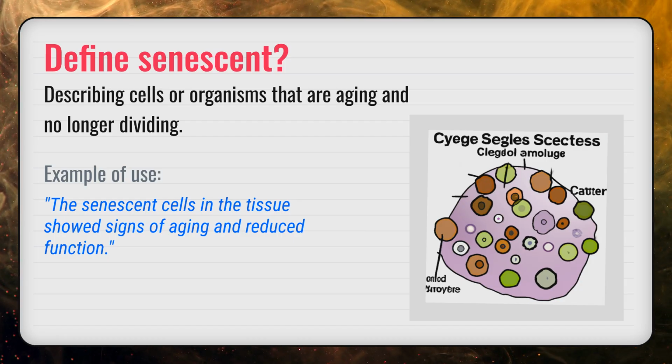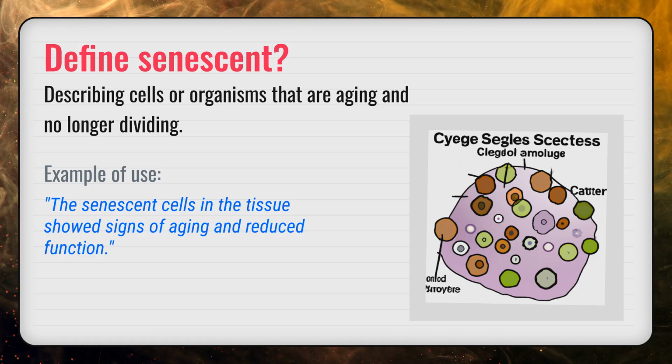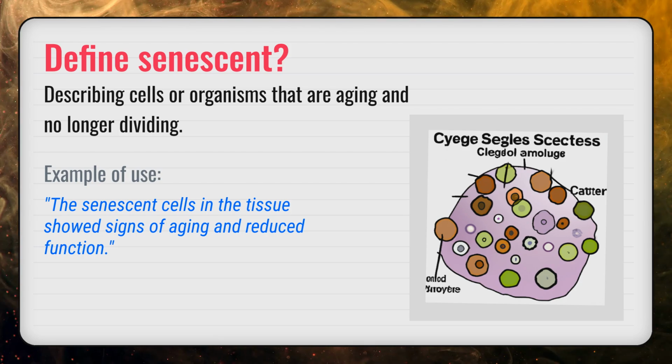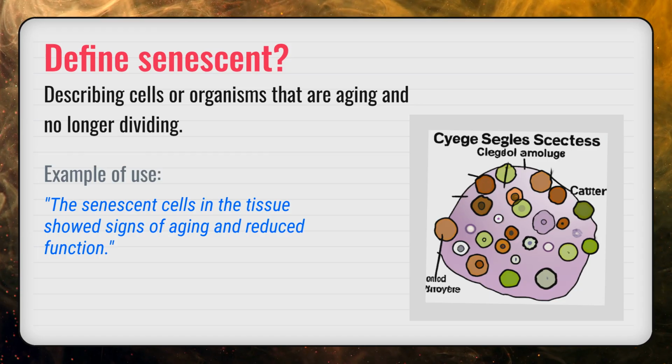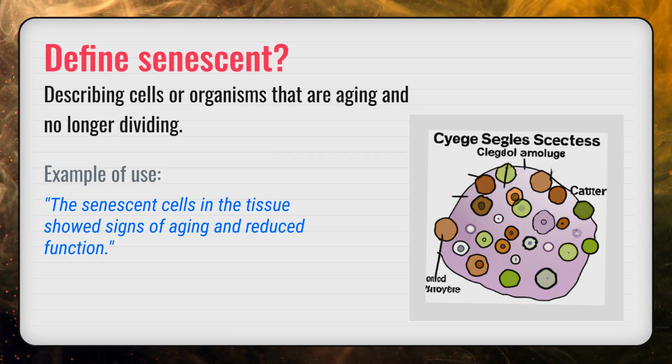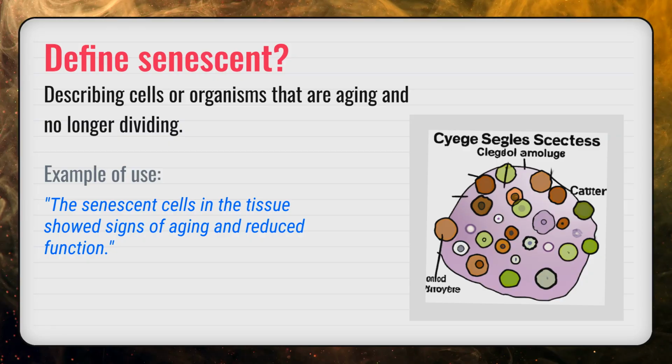Now let's talk about where this word comes from. Origin stories can be fascinating. Senescent comes from the Latin word senescere, meaning to grow old. Over time, it's been used by scientists studying aging and biology. The word has carried through history and still shows up today in surprising ways.